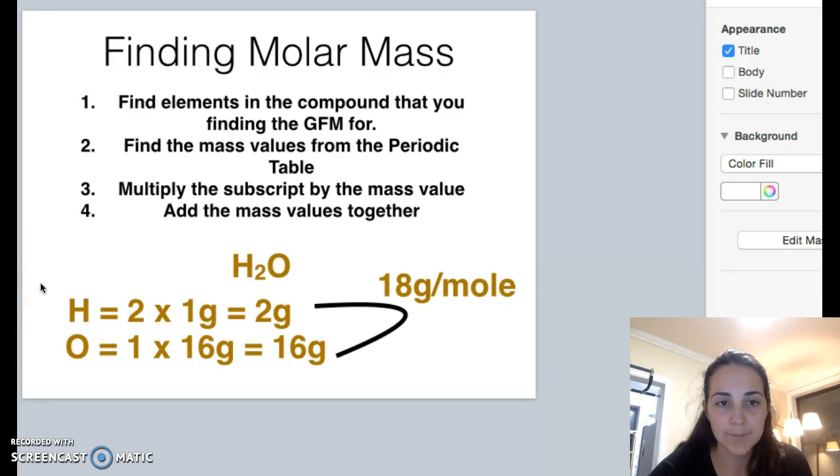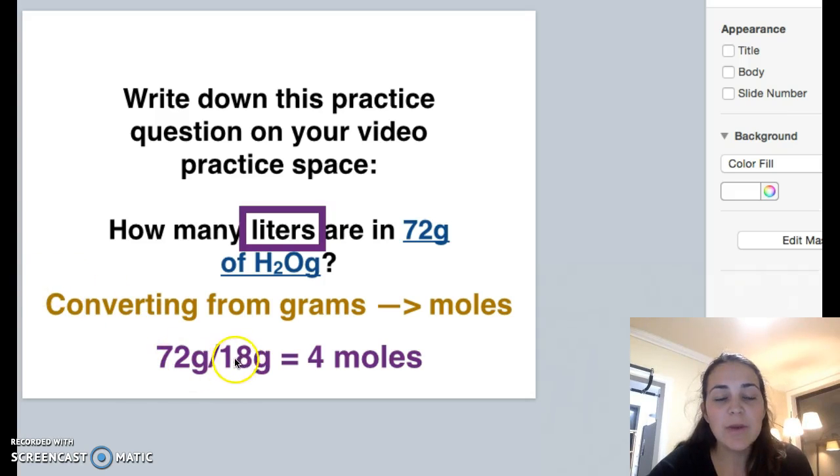Because we know that we have 18 grams per mole, we can take the given number of grams, which is 72, and divide it by 18. When I plug this into the calculator, you get 4 moles. That means when we talk about 72 grams of H2O gas, we're also talking about 4 moles of H2O gas.